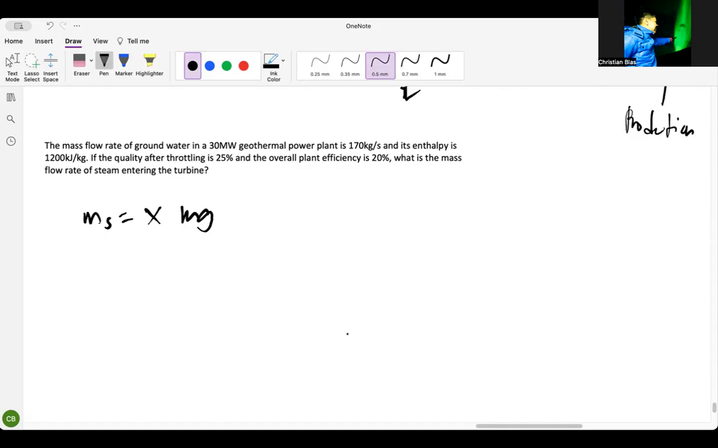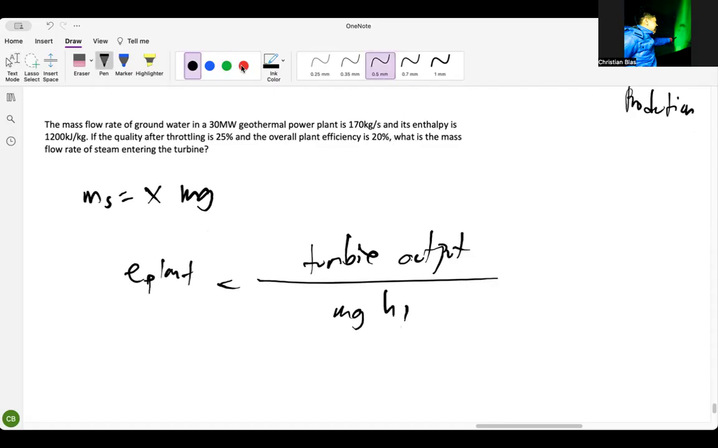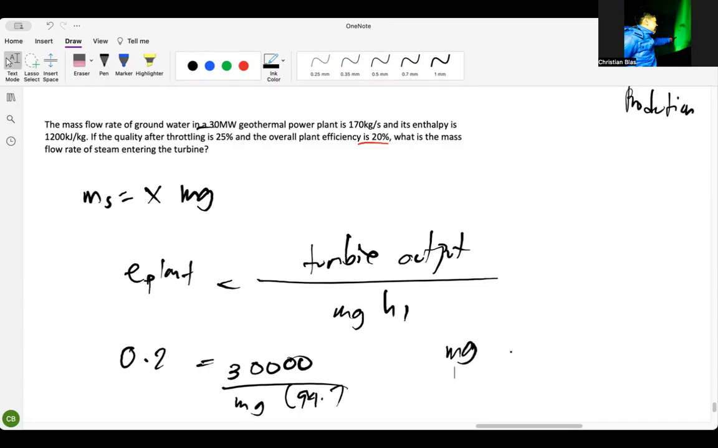So we can get the energy through the overall plant efficiency, which is E plant equals the turbine output all over mg H1. For overall plant efficiency, it is given. So you just equate it. You have 20%, so 0.2 equals the turbine output, which is 30 megawatts, over mg h. So mg is the one we're looking for. H1 is 94.7.